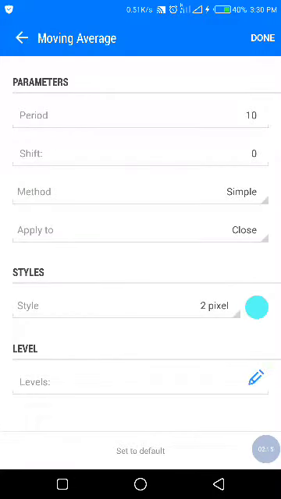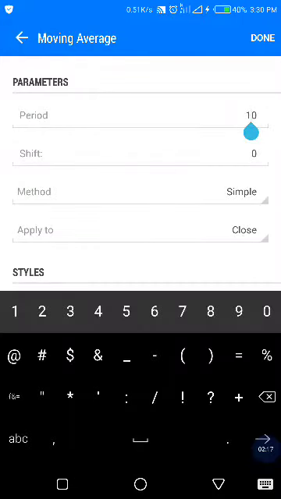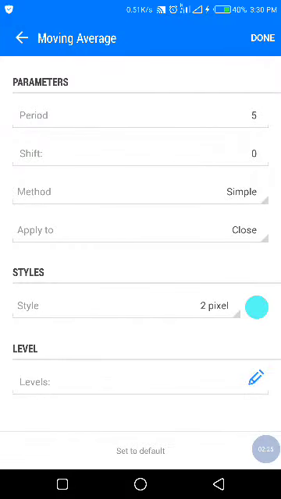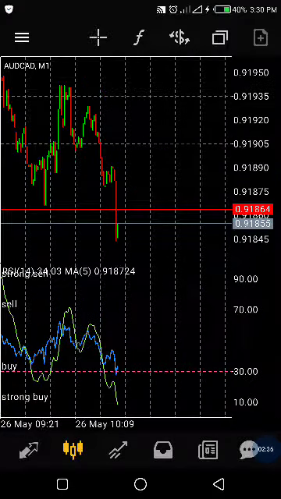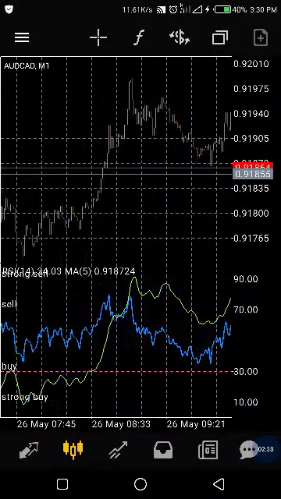Then under the moving average, the period of the first moving average will be 5. Then apply method will be simple, apply to close. Then for the style, we'll change the color to, let's say, lemon green. Then level will be the same. Okay, so we'll say done. This is how it will look like.